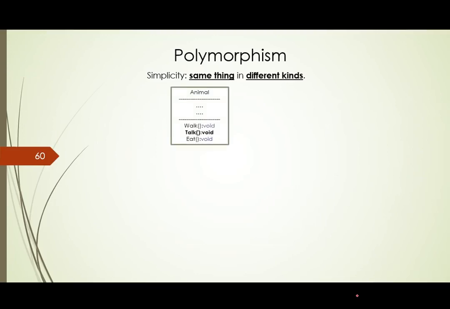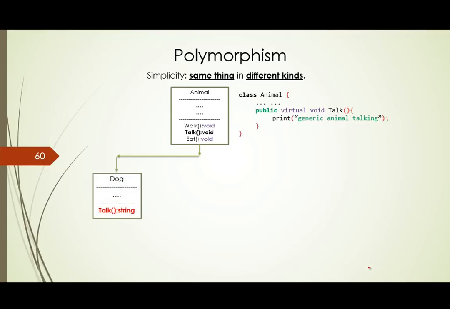Let's see an example. Let's say you have an animal class, and animal has some common properties, and a method called talk. When we call the method, let's assume that the print method is actually Console.WriteLine, and it's printing that generic animal talking. As you have seen in the earlier inheritance examples, where you inherit from person to student and person to teacher, we're going to do the same thing here. We are going to inherit the dog class from animal, but we really want to change the talk behavior, because dogs talk differently. They bark, and it would be really illogical to have the generic animal talking.